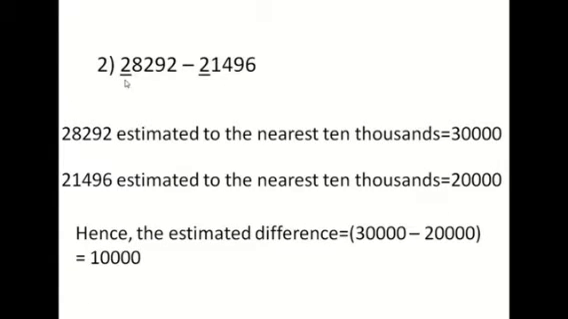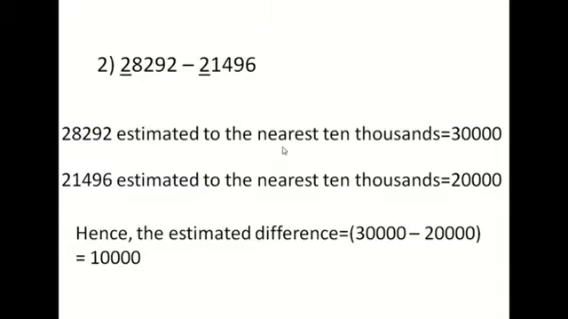Question number 2: 28,292 minus 21,496. In 28,292 the highest place is the 10,000s place. In 21,496 also the highest place is 10,000.